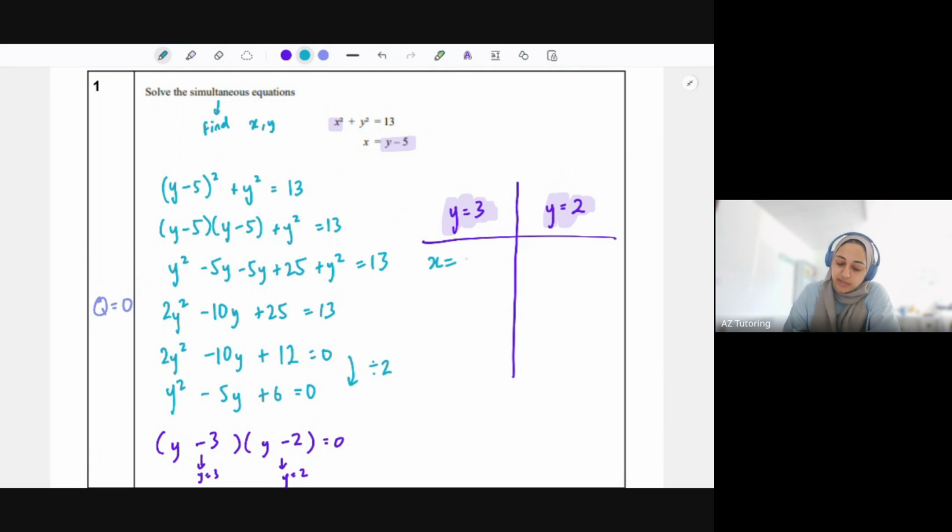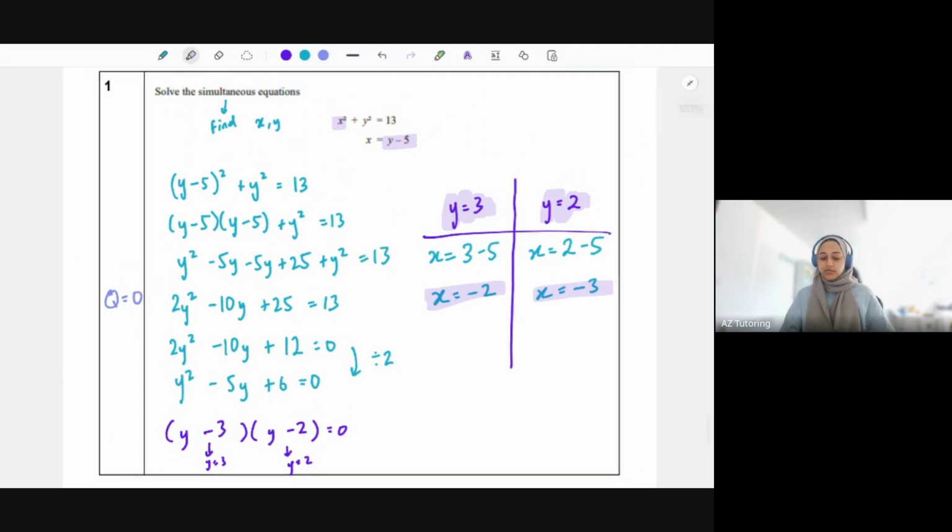X equals y minus 5, which is 3 minus 5 in this case. So x just equals minus 2. That's our first answer of x. And the next one, x equals y minus 5. Y is 2. 2 minus 5. So x equals minus 3. And there's my four answers.